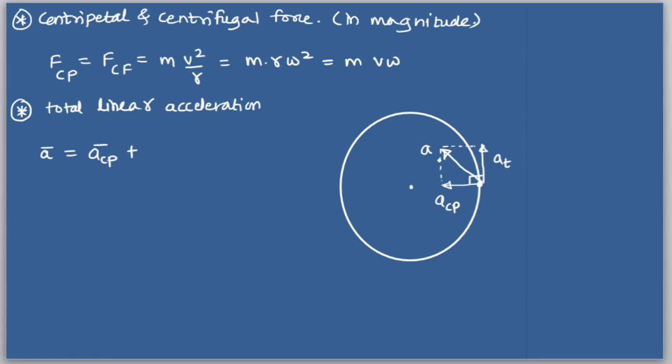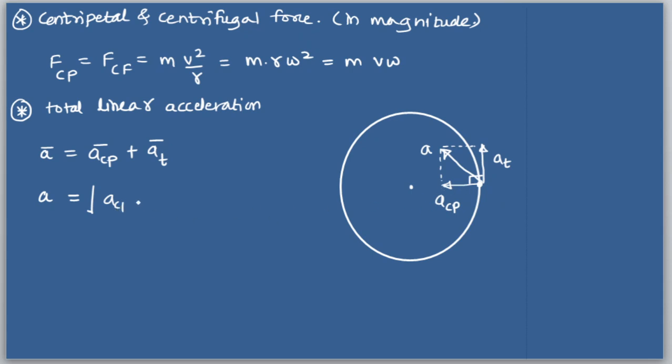This vector you may draw it here. So ACP bar plus AT bar. And if you want to find the magnitude of the resultant of these two vectors, how do we find the magnitude? Very simple. If you know the angle between these two vectors, just like let's say P and Q are the two vectors and the angle between them is theta, then what is the magnitude of the resultant? Under root P square plus Q square plus 2PQ cos theta.